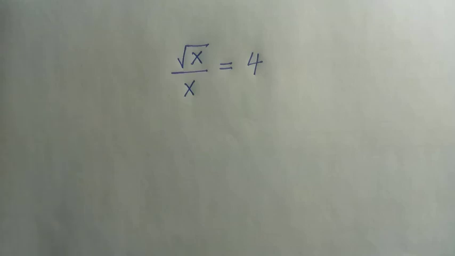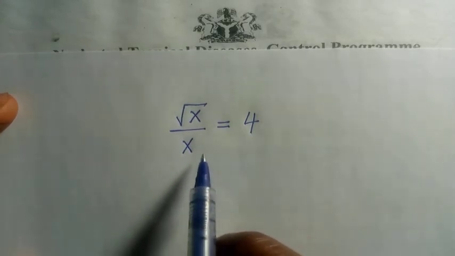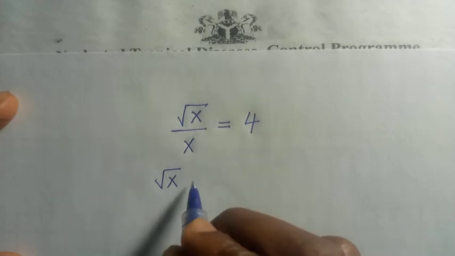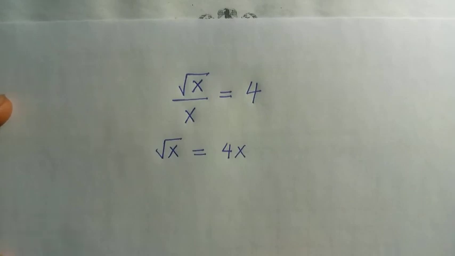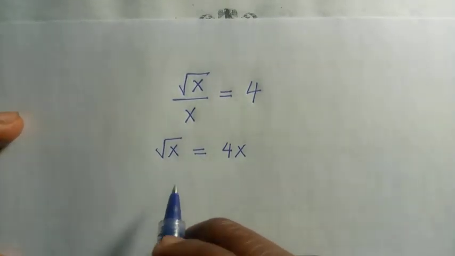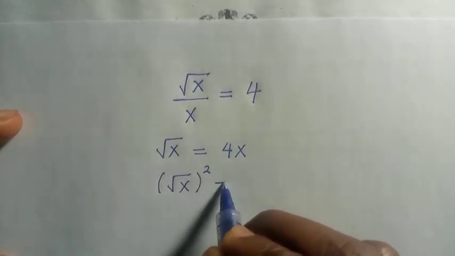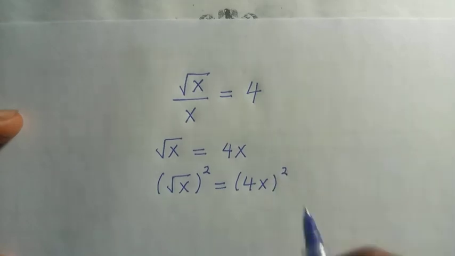How to solve these interesting radical equations where we have root x divided by x equals 4. To solve this, the first step is to multiply x by 4, so that we have root x equals 4 multiplied by x. Next, we take the square of both sides. So we have (root x)^2 equals (4x)^2.